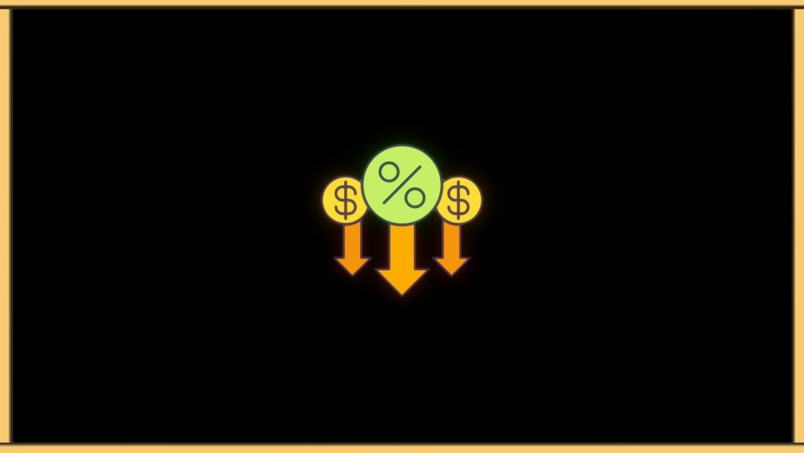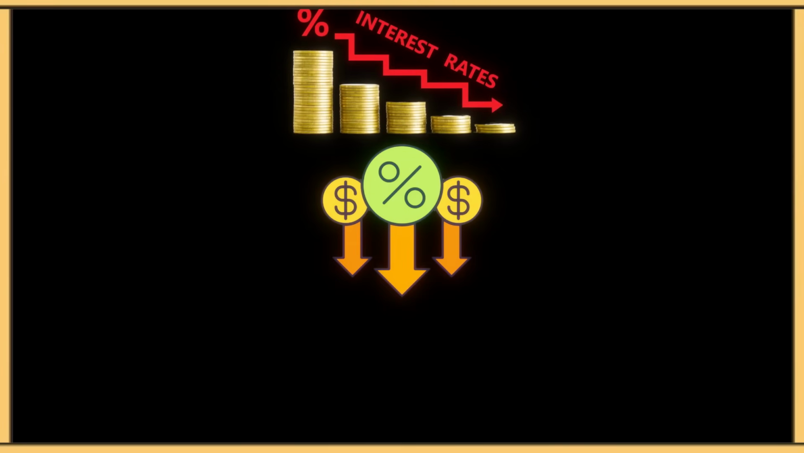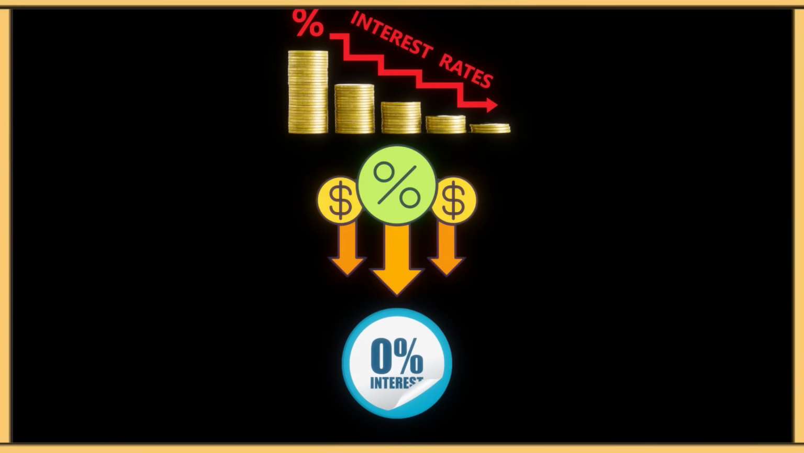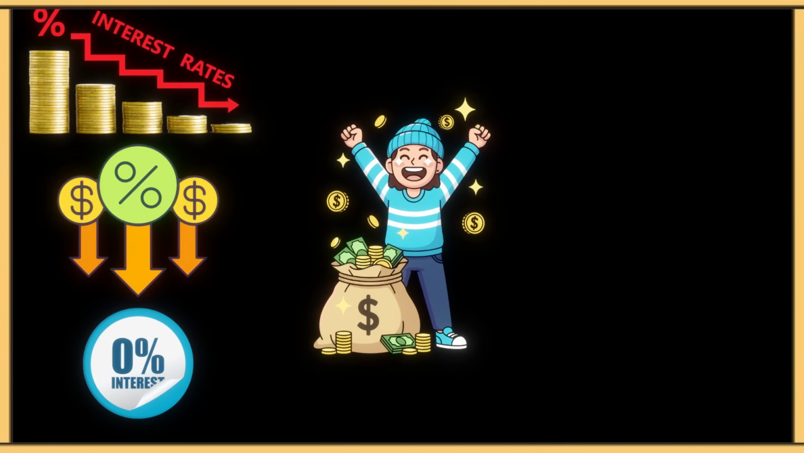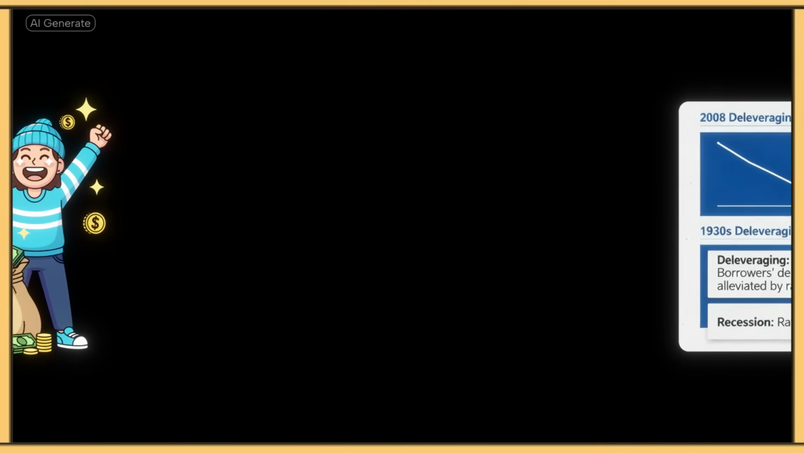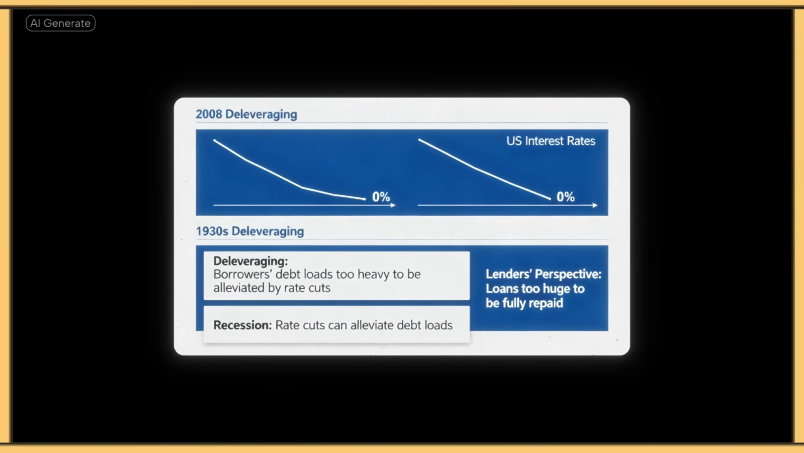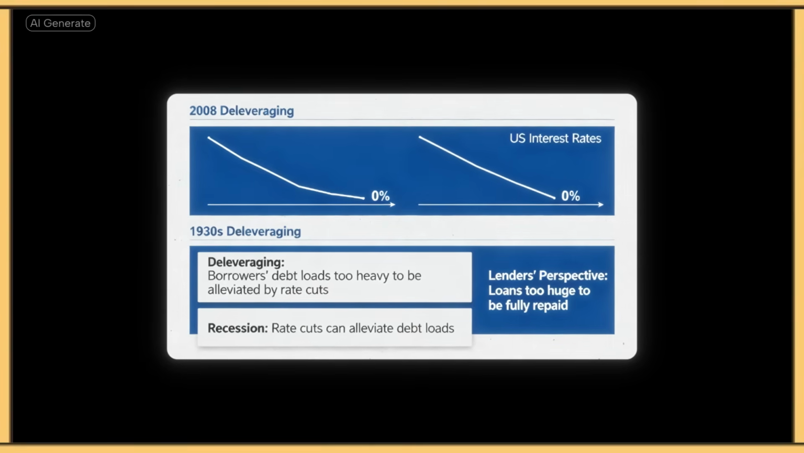While reducing interest rates encourages borrowing, it is ineffective during a deleveraging process because interest rates are already low and will eventually drop to 0%. The excitement is therefore over. Both in 2008 and during the 1930s deleveraging, interest rates in the U.S. fell to 0%.